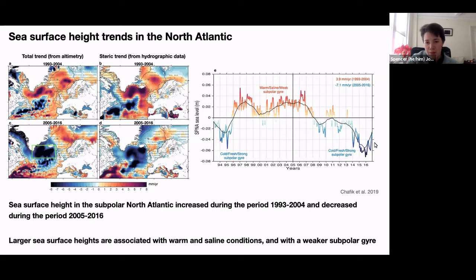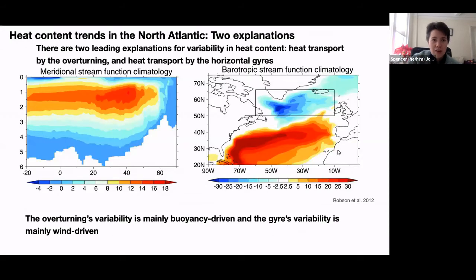And this is really the time period I'm going to focus on for the first half of the talk. It really seems like the large sea surface heights are associated with warm conditions, and low sea surface heights are associated with cold conditions. So we want to look at what's driving the temperature change, because it seems like that's what's driving the sea surface height trend. You can see here there are basically two explanations for variability in heat content. The heat transport could be happening due to the overturning circulation, or it could be happening due to the gyre circulation.